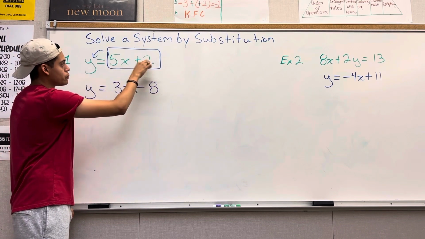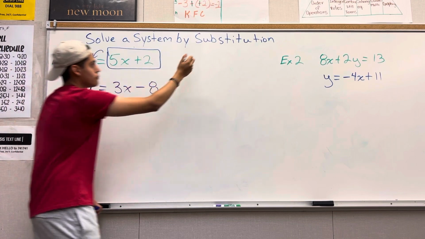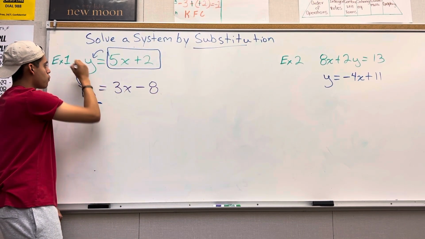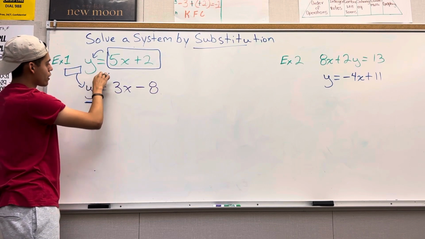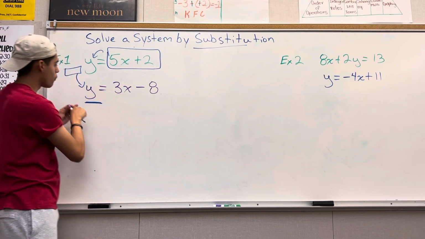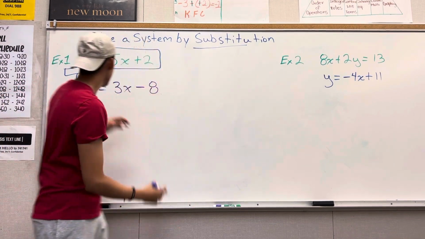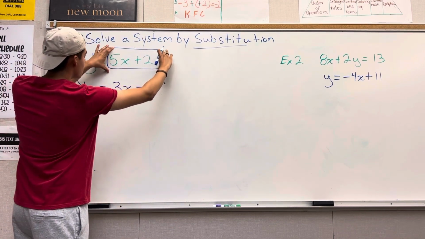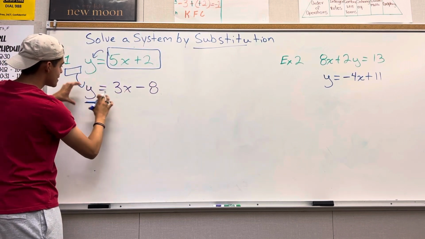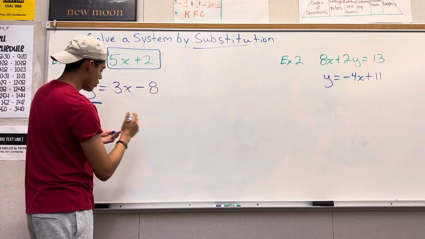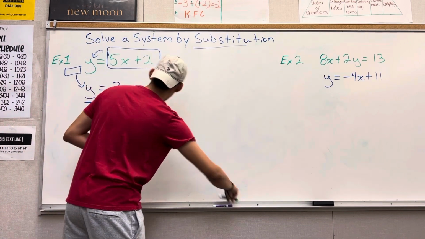If y equals this blue box, we can basically substitute this blue box into this y, because they are both y. There's nothing in front of the y. They are both just the variable, the letter y. We're basically going to stick this blue box into this y, and the y is going to go away. Now let me show you guys what I mean.